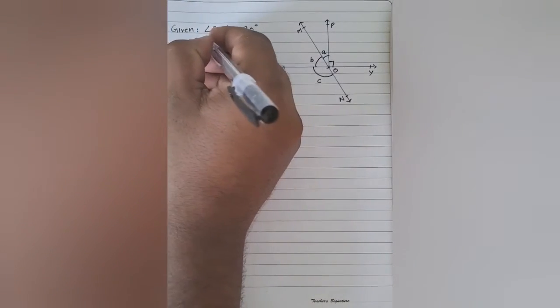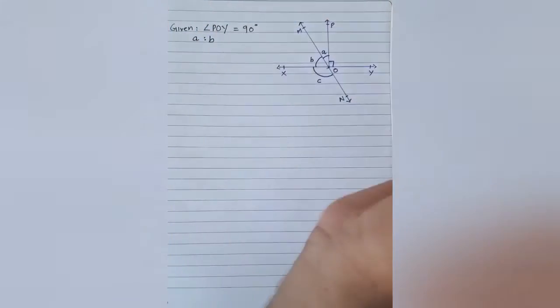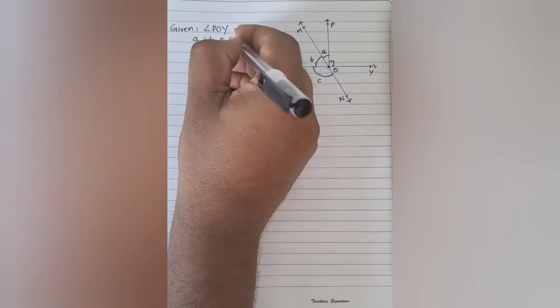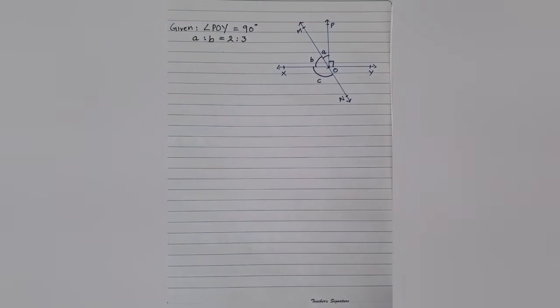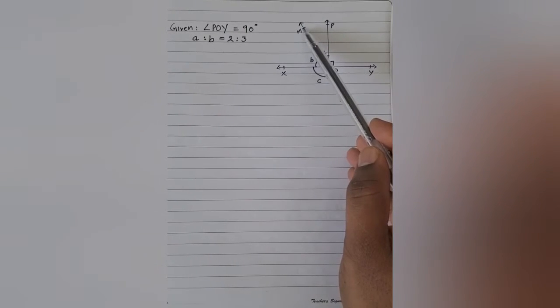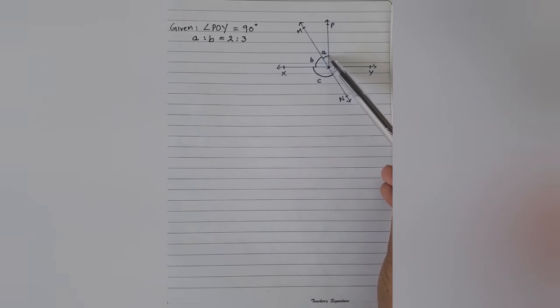A is to B is equal to 2:3. Okay, what is A? You could see in the figure, A is the measure of which angle? Angle POM. Okay, A is the unknown value, so it has been represented by the alphabet A.